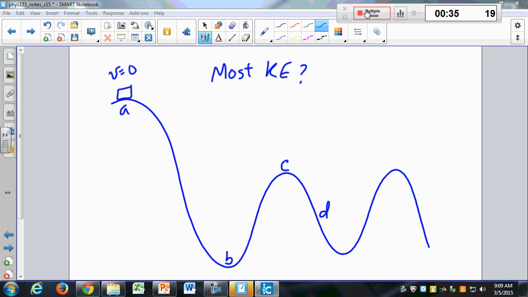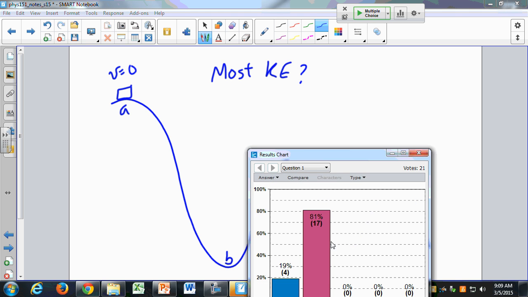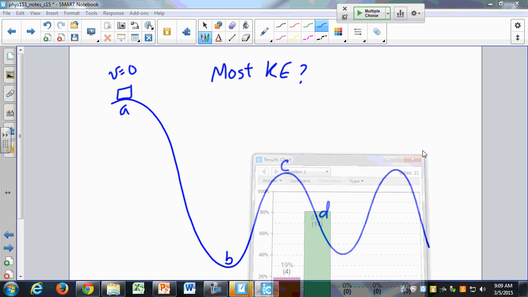Looks like we're coming around. Y'all ask your neighbor if you're not sure. Looks like most of you are shifting around right now. I'm going to stop at 50 seconds. Okay, good. B is the right answer.